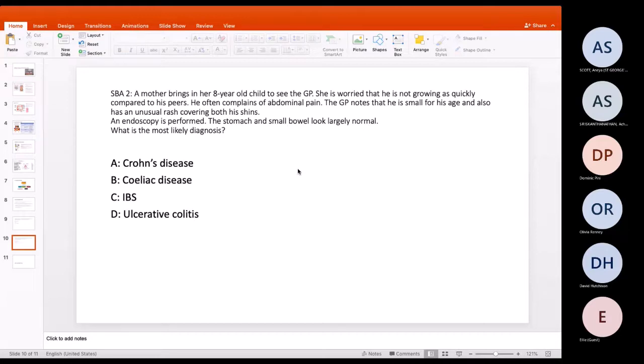And also in children, Crohn's can cause things like failure to thrive. It can also obviously cause abdominal pain. And the stomach and the small bowel looking largely normal, that's reassuring, and that points us more to celiac. But a standard endoscopy would only see the stomach and the duodenum. And if he does have Crohn's, it could be further down in his small bowel. So obviously we'd have to do further investigations, but this is just an example of showing these conditions can overlap, and to be a little bit careful in exams as well.